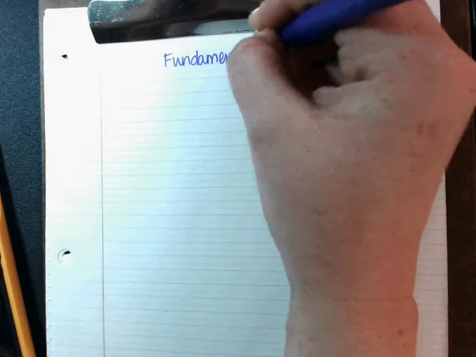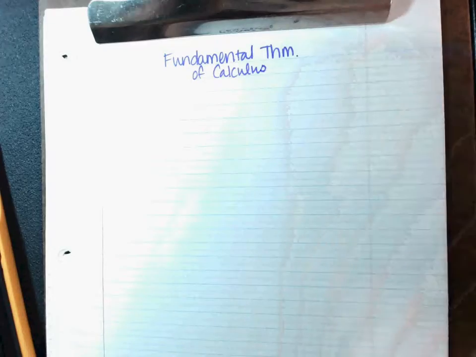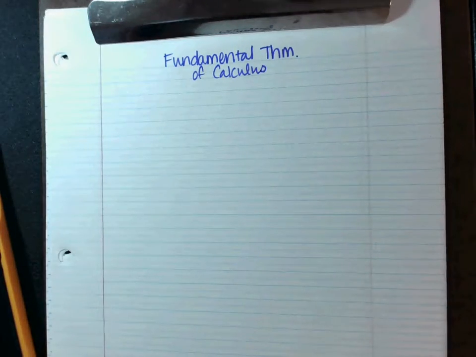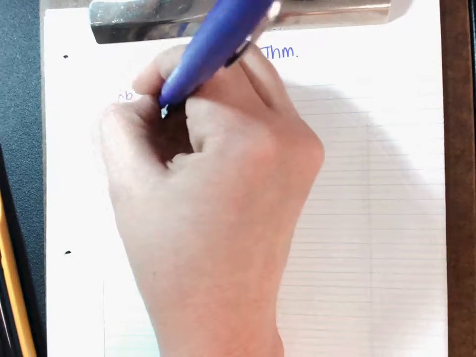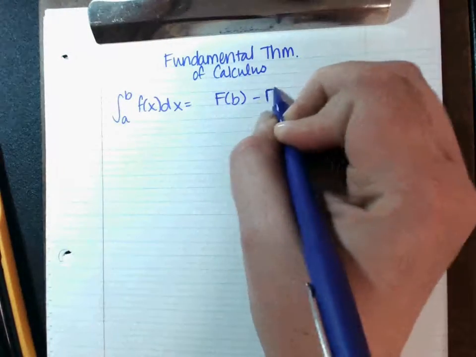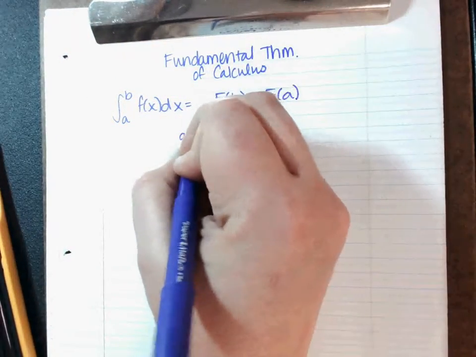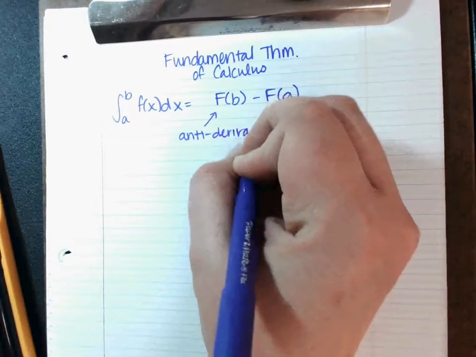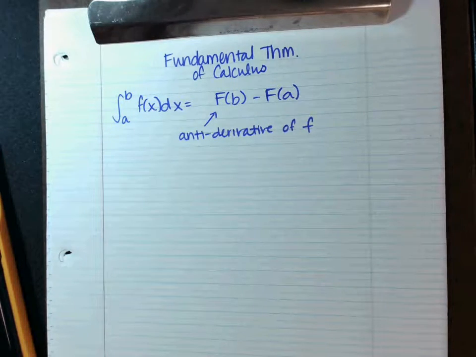Okay, so notes today are on the fundamental theorem of calculus. And remember that we've been working on definite integrals. So the theorem is that when you integrate a to b f of x dx, you get capital F of b minus capital F of a. Okay, then remember that capital F stands for the antiderivative of lowercase f. Okay, capital F is the antiderivative of lowercase f.